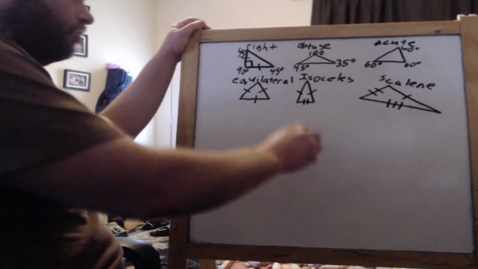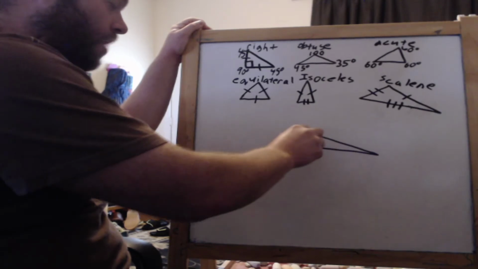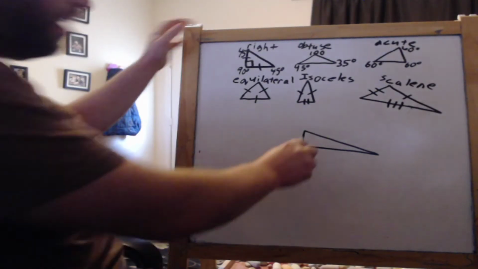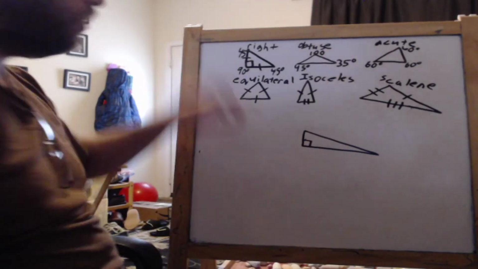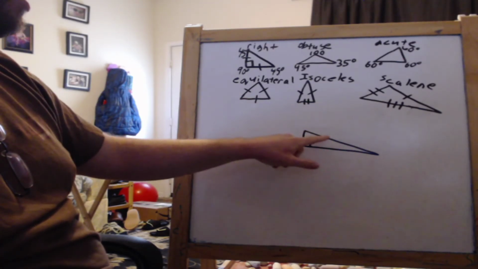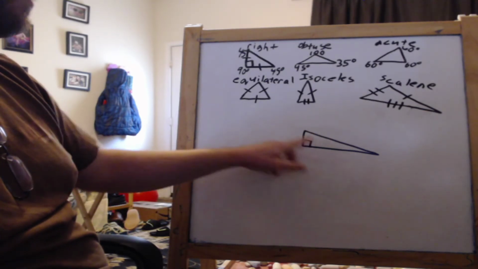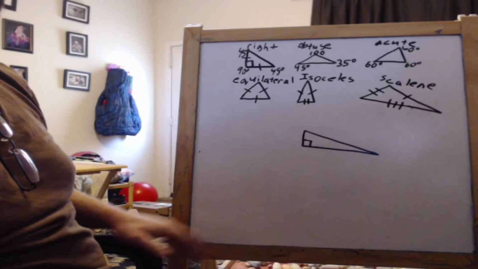But I could also make a right triangle like this, and then this would be a right scalene because all three of these sides are actually different lengths. Okay?